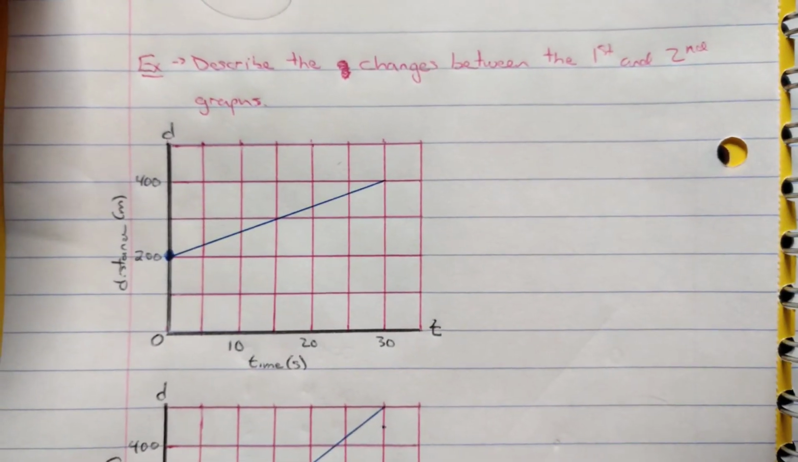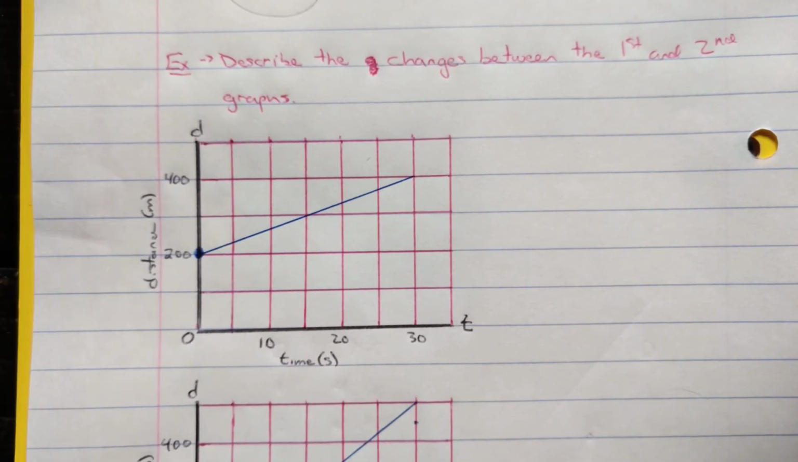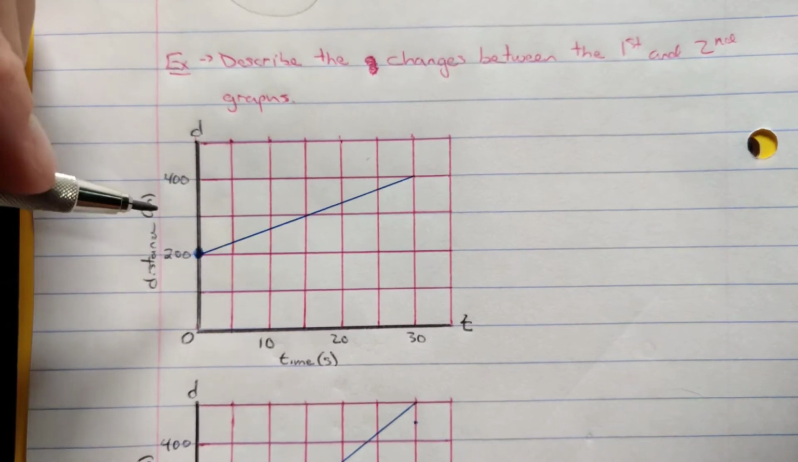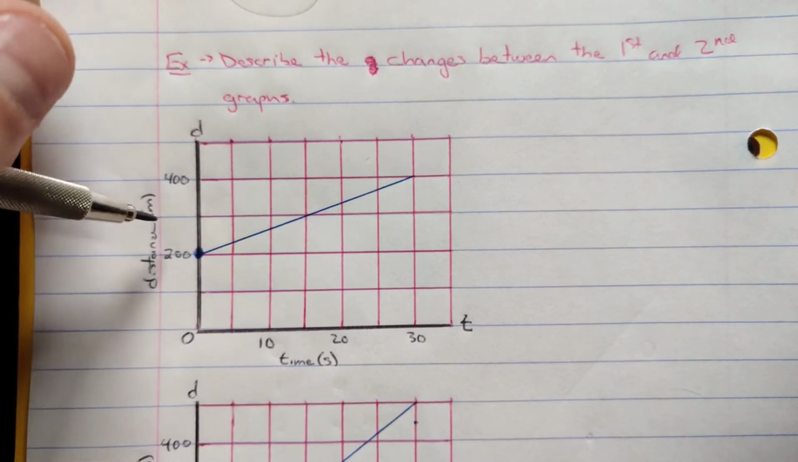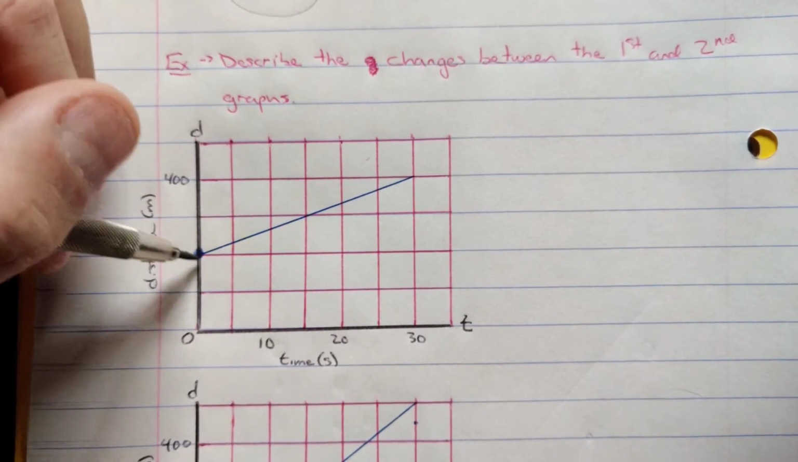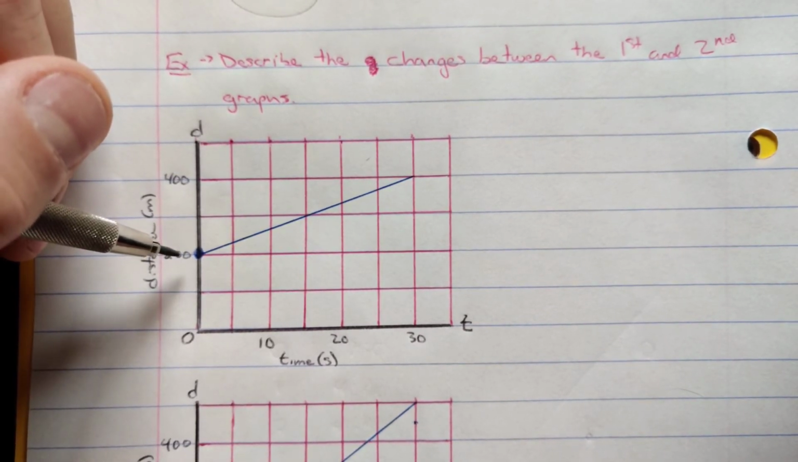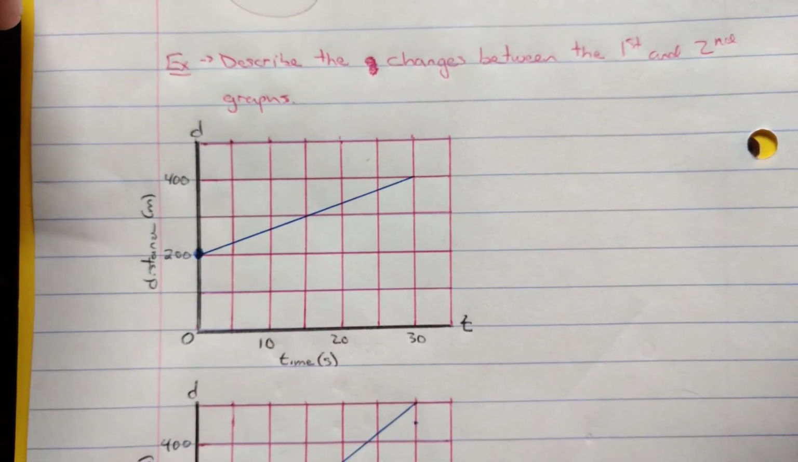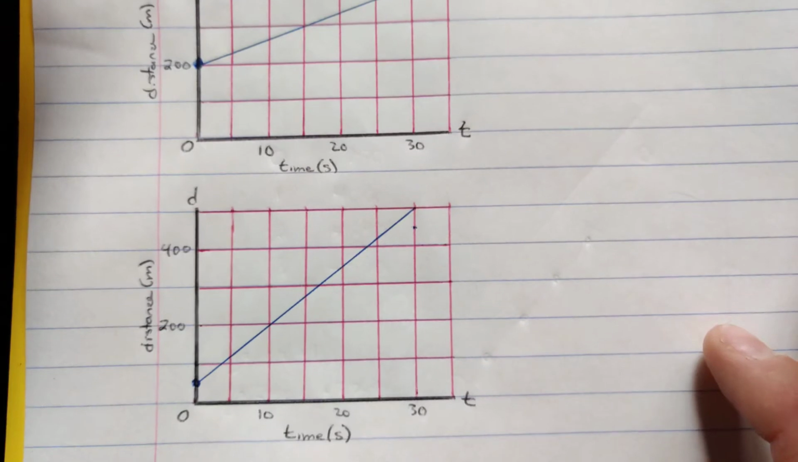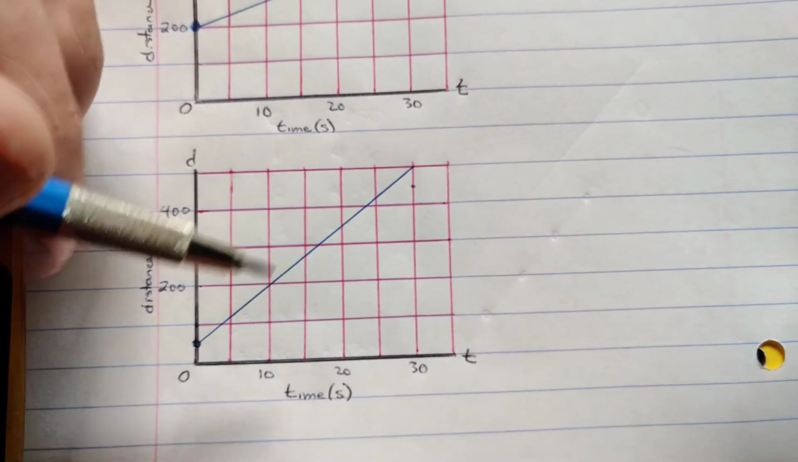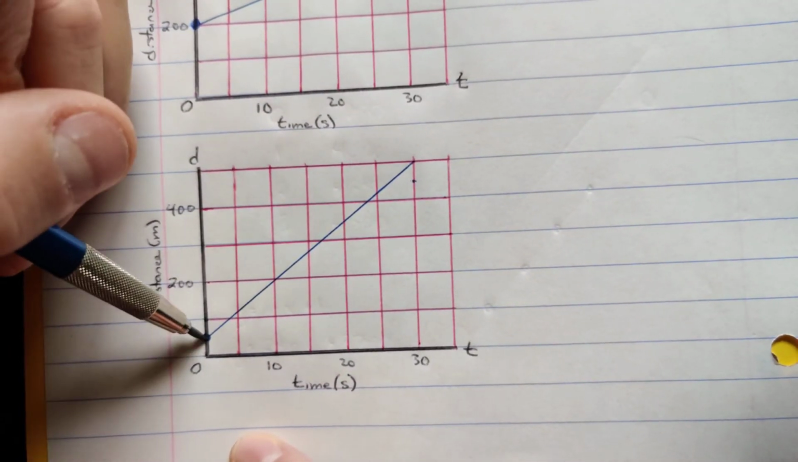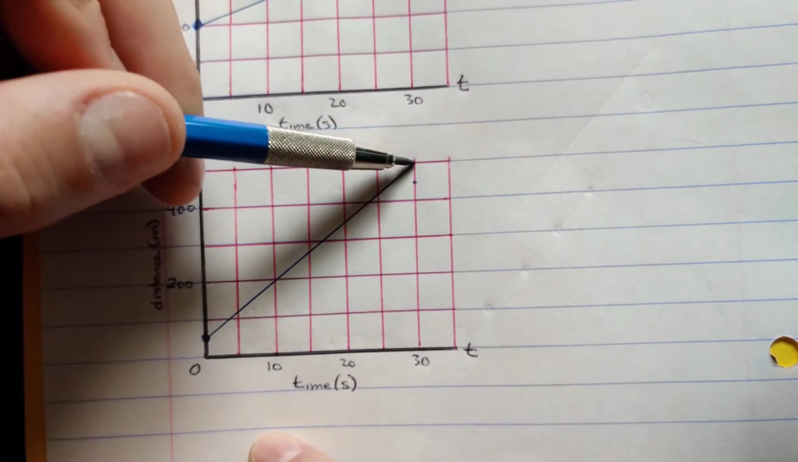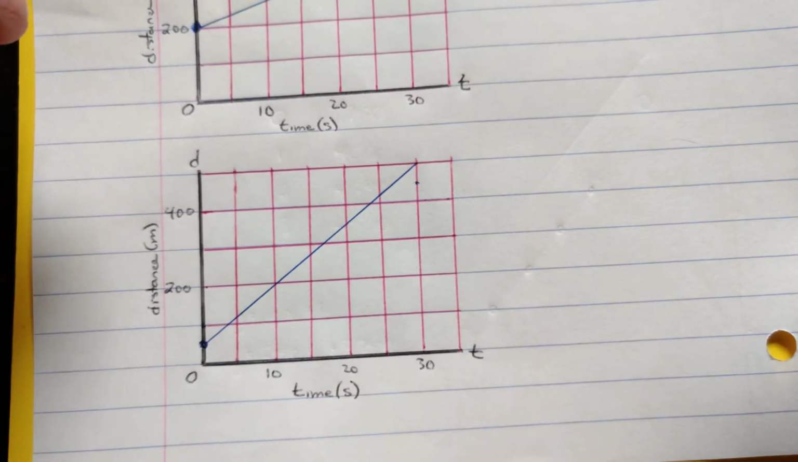We want to describe the changes between the first and second graph. So the first graph here, we have a distance time graph. We're starting at 200 meters, and we're moving up to 400 meters over 30 seconds. In the second graph, we are starting at maybe 50 meters, and we're moving to 500 meters in 30 seconds.